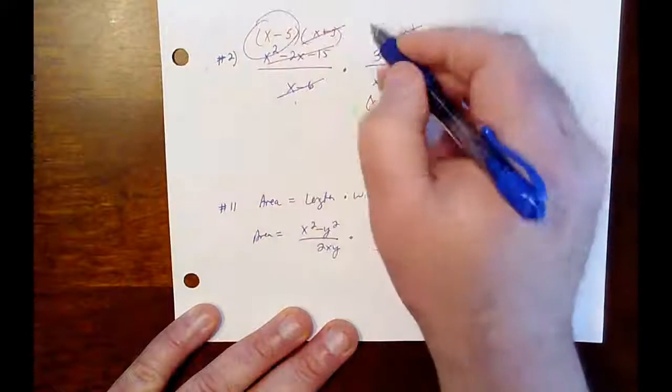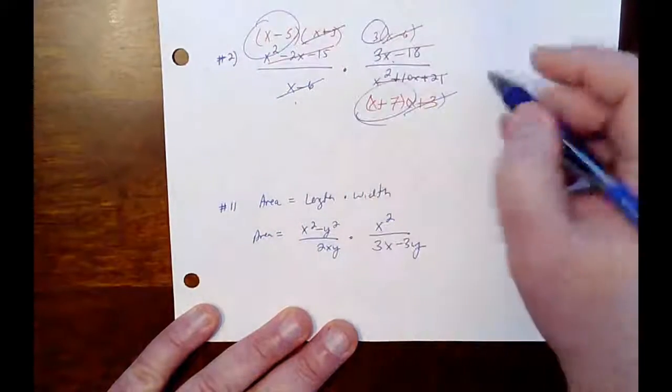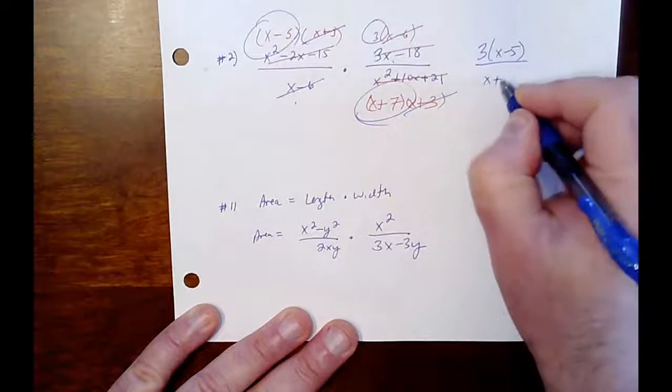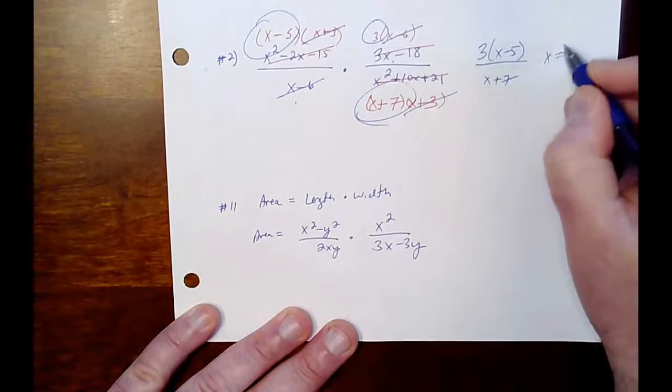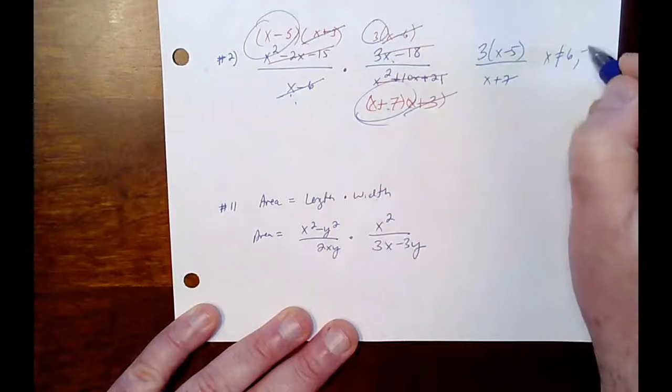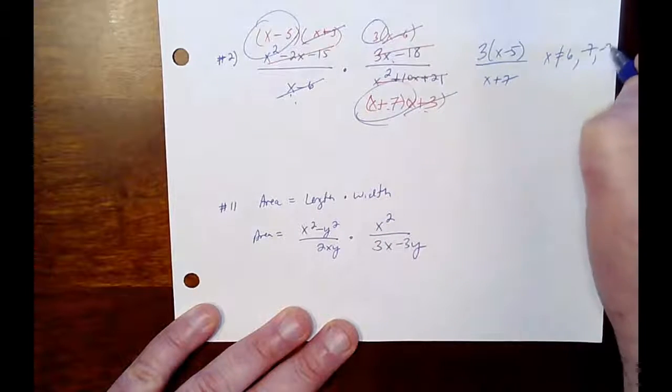We've got x minus 5 and a 3 on top, and an x plus 7 on the bottom. 3 and x plus 5 goes on top, x plus 7 goes on the bottom. X can't be positive 6, negative 7, or negative 3.